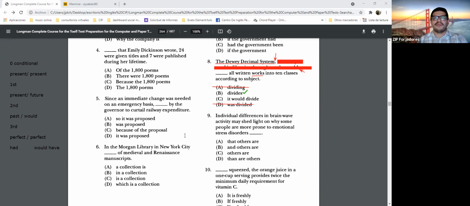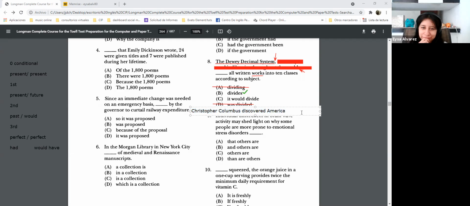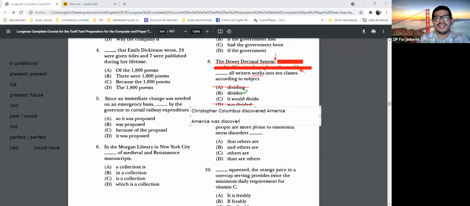So for example, Christopher Columbus is the classical example. Christopher Columbus discovered America. This is an active voice sentence. Why? Because we have a subject, we have a verb, and we have an object. So the passive voice is: America was discovered by Christopher Columbus.